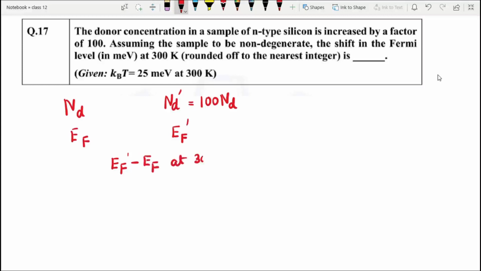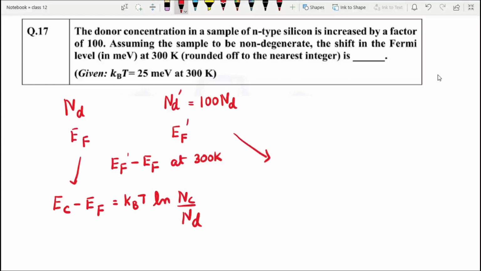at 300 Kelvin. Okay, so for the initial condition we will write this one. We know EC minus EF is equal to KBT ln of NC by ND. This tells us the position of the Fermi energy level, and for the new condition we will get EC minus EF prime is equal to KBT into ln of NC divided by ND prime.